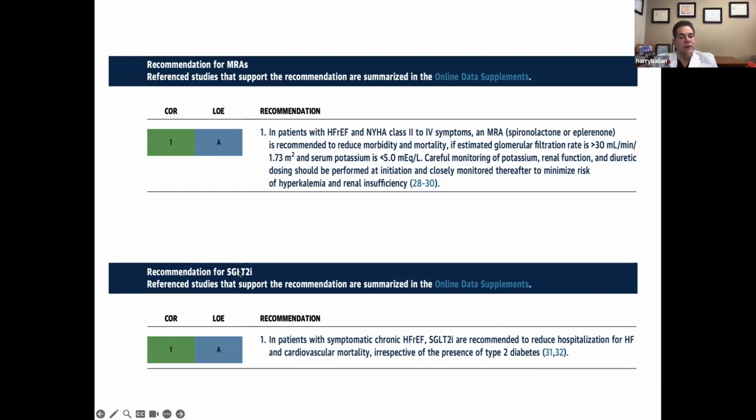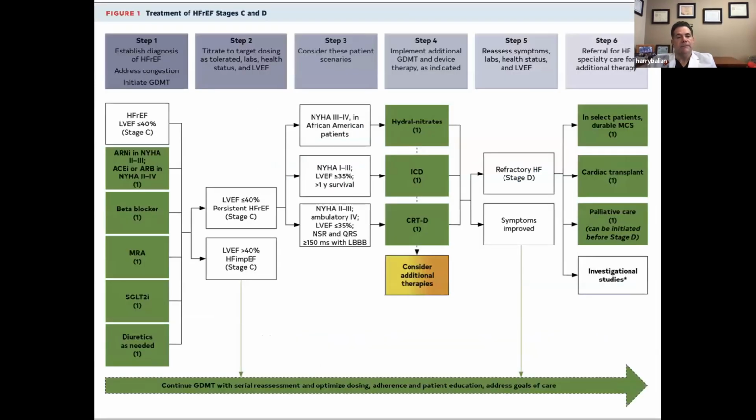Now, recommendations for use of SGLT2 inhibitors, such as Jardiance, Farxiga, or Inpefa: it's a class 1 indication, I should say, in patients with symptomatic chronic HFrEF. The SGLT2 inhibitors are recommended to reduce hospitalization for heart failure and cardiovascular mortality, irrespective of the presence of diabetes. So whether the patient is diabetic or non-diabetic, if they're HFrEF and in heart failure, SGLT2 inhibitors are recommended.